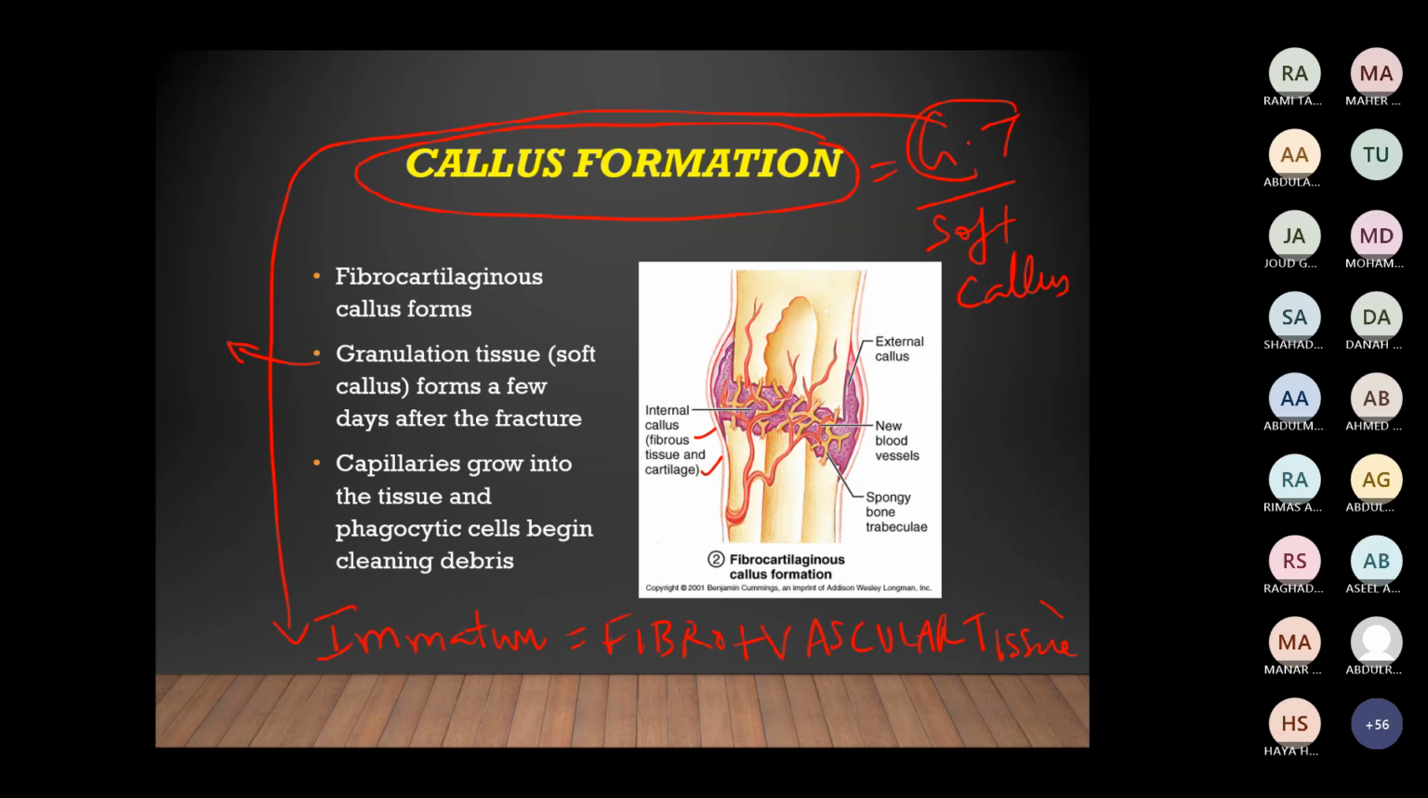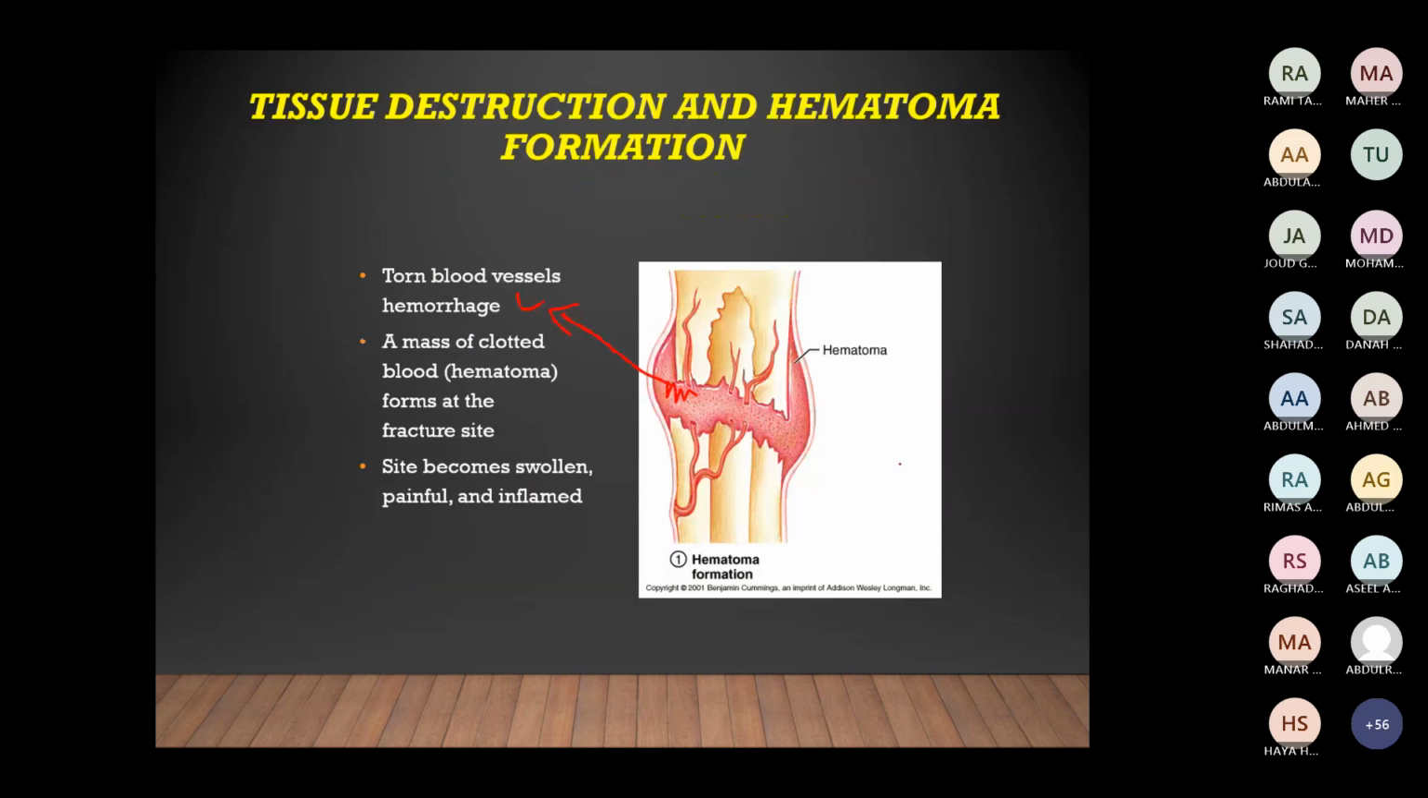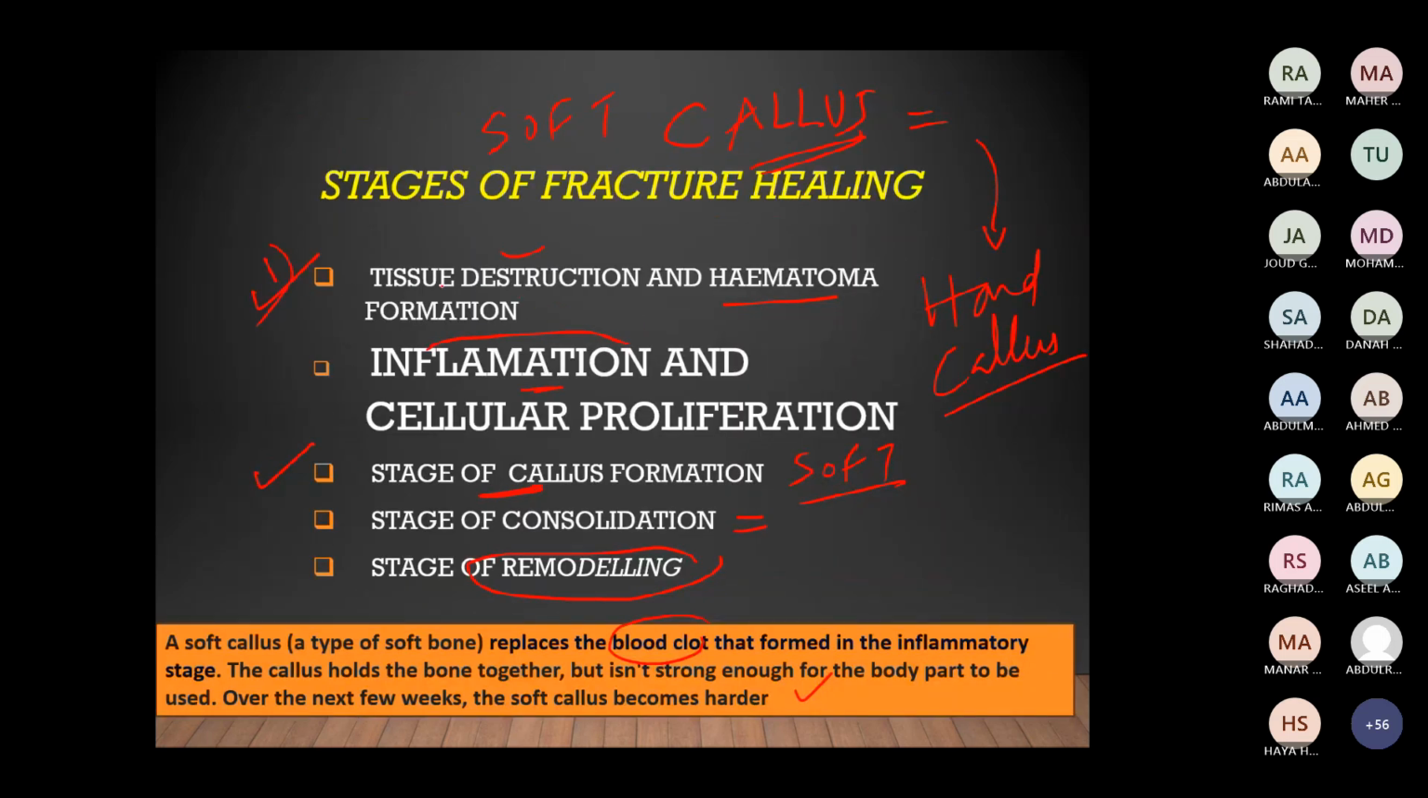Otherwise, it is known as granulation tissue or soft callus, which forms a few days after the fracture. Now, what is happening in granulation tissue? It is vascular also, right? Vascular also. So capillaries grow into the tissue, and phagocytic cells begin to clean the debris. All the cells, monocytes and macrophages, will come and try to clean it. I go back again, such that you should know it. First was tissue destruction and hematoma formation. Second was inflammation and cellular proliferation. Third was the stage of callus formation, and you already know the soft callus.